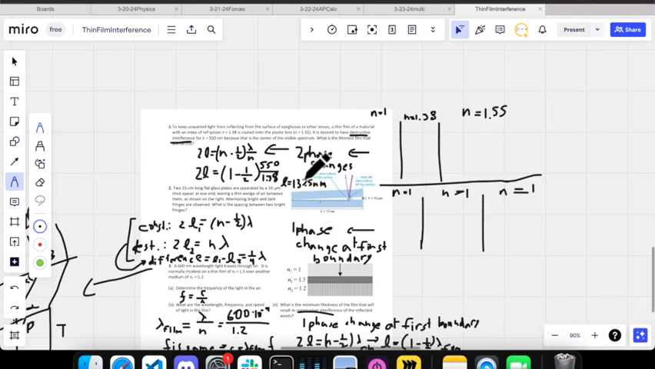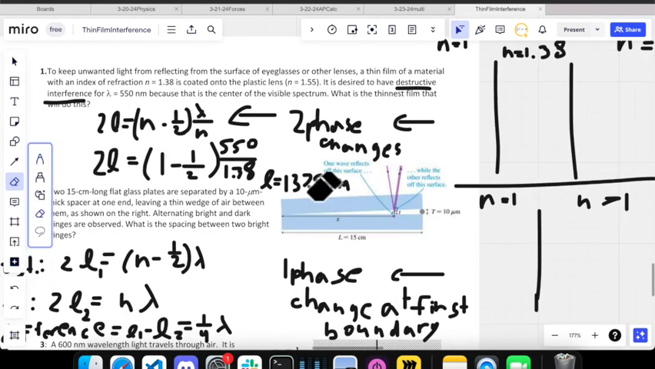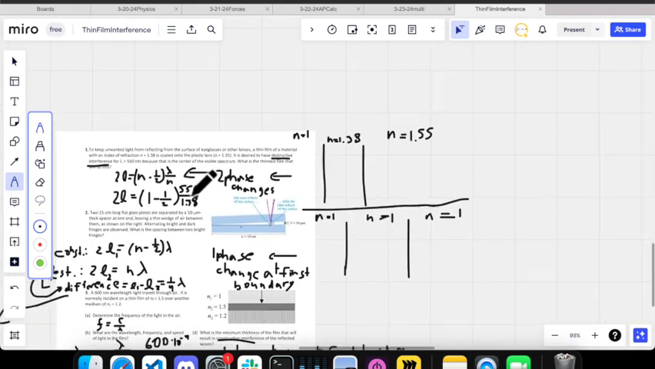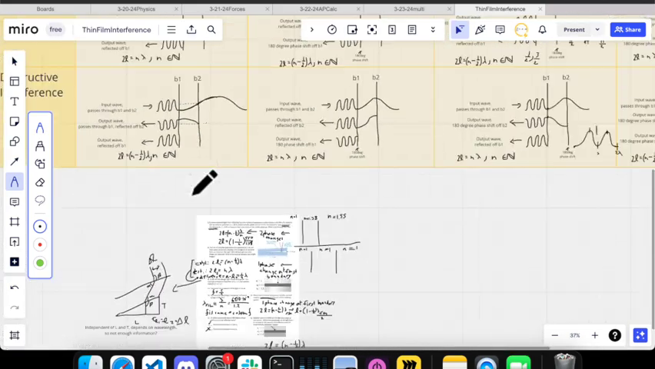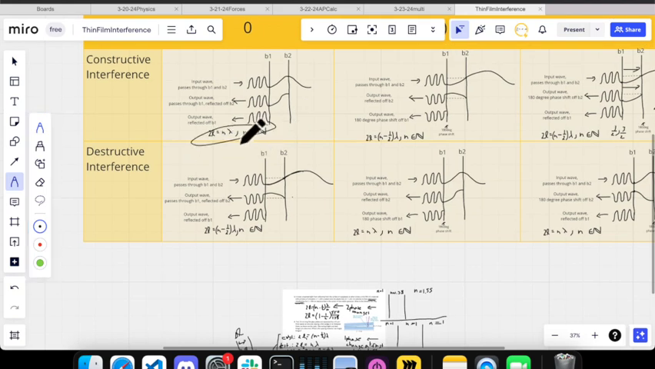And now we just plug in all the numbers and we'll get our answer. I think this number is wrong, but you can solve for L here, and that's just algebra.